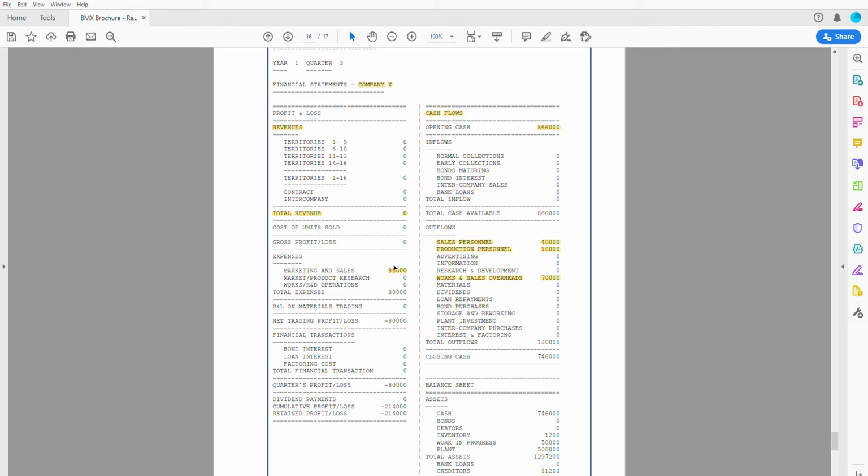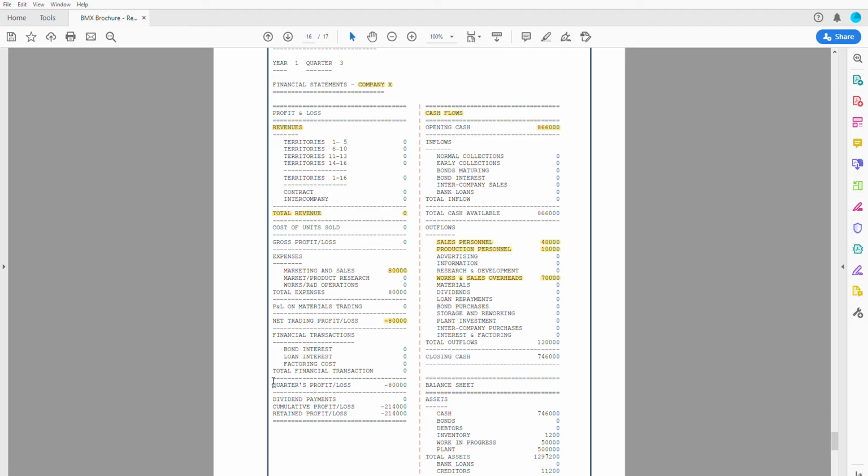And so this 80,000 that you're seeing here is actually made up of the 40,000 from your sales personnel over here. That 40,000 over there, and part of the works overheads is going into an expense. The rest of it is going onto the balance sheet, as you'll see just now. So we made a loss last quarter. That's okay because we didn't have any revenue. But hopefully you're going to start making profits.